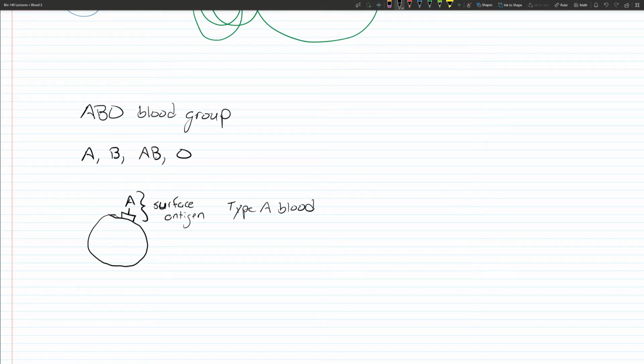Okay. And so you're like, well, what determines this? Let's say mommy and daddy really love each other and they decided to have a baby. And let's say mommy was type A blood and daddy was type A blood. You're only going to get one of these markers. So if mommy is AA and daddy is AA, you're going to get one from mommy and one from daddy. So this means you only have type A surface antigen. That's where your blood comes from.